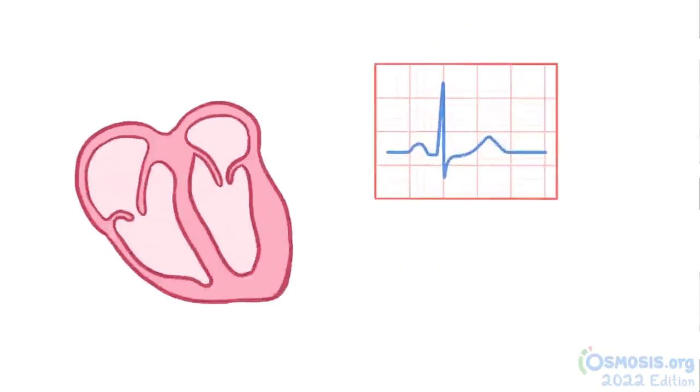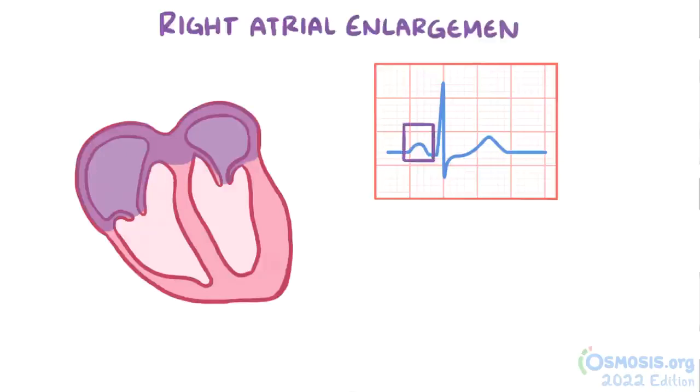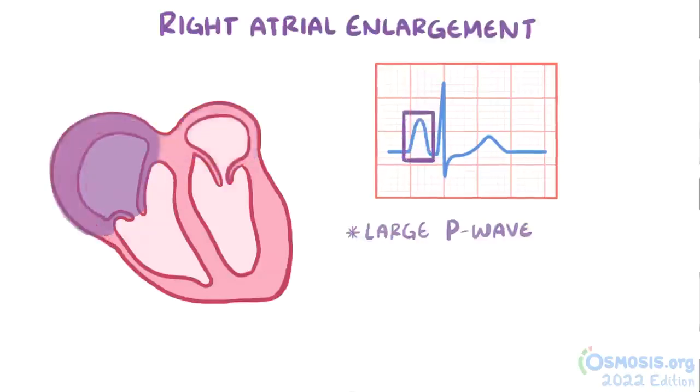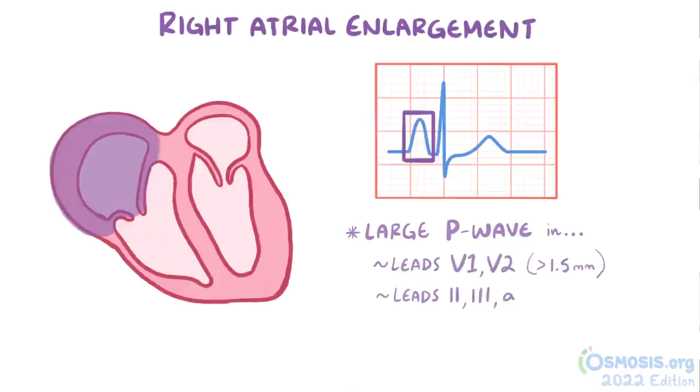An ECG can show evidence of hypertrophy and enlargement in all the heart's 4 chambers, so let's go through them one by one. Normally, atrial depolarization produces a pretty normal-looking, symmetric P wave. In right atrial enlargement, all that extra right atrial muscle tissue results in a large P wave in leads V1 and V2, often over 1.5 millimeters, as well as in the inferior leads 2, 3, and AVF, often over 2.5 millimeters.